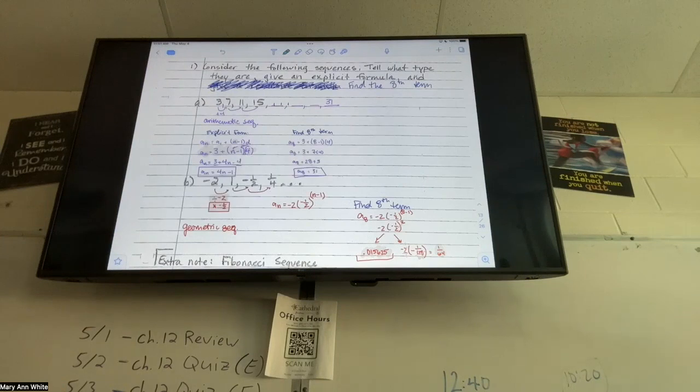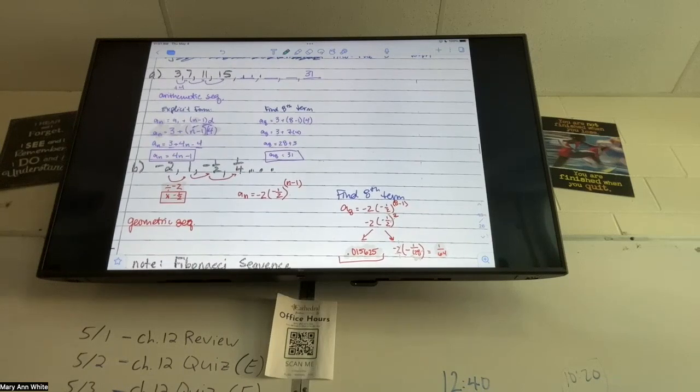Hope he's gone. This is tell what type of sequence we have, give the explicit formula. I crossed out give the recursive formula. We're going to be dealing with recursive today, but I'm not going to ever make you write it because I think it's kind of silly. And then I said find the eighth term. So what we did is we were able to plug in some pieces, solve and find the next term.